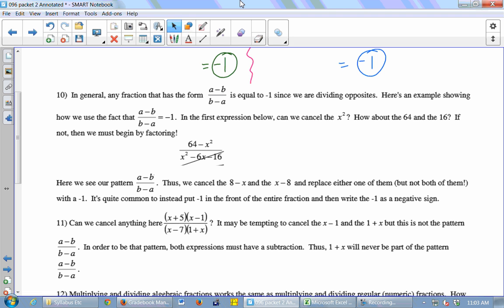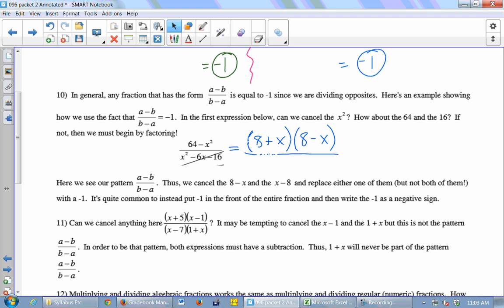So if I want to simplify, the first thing I always want to do is ask myself, are the numerator and denominator already factored? No, they're not. So I go ahead and factor. Do as much factoring as I can. 64 minus x squared reduces to, this was on your test, 8 plus x, 8 minus x. Yeah, that's the difference of two squares.